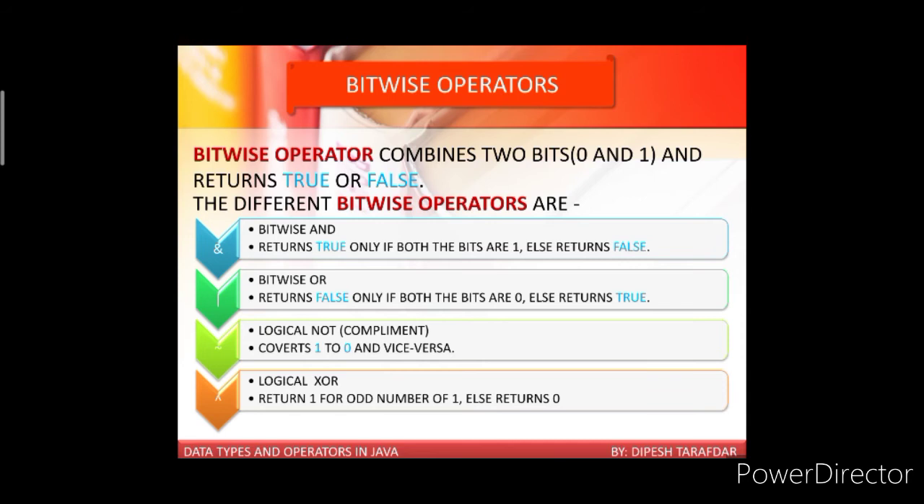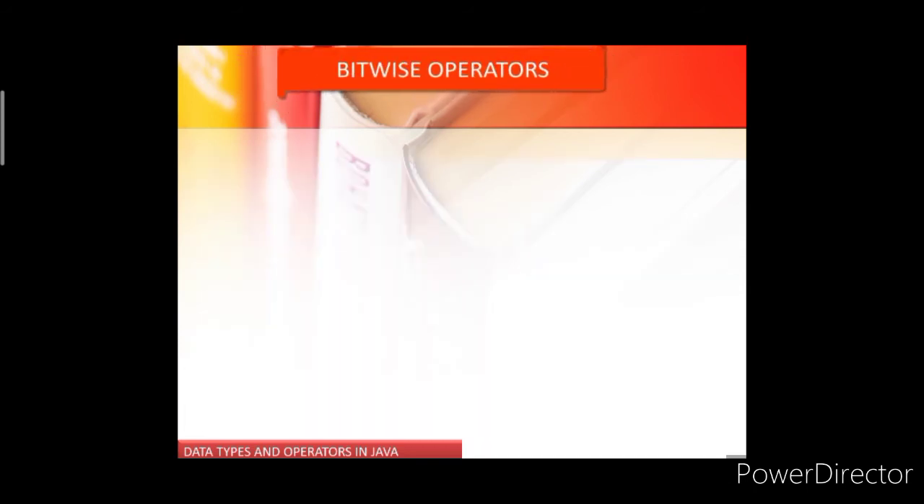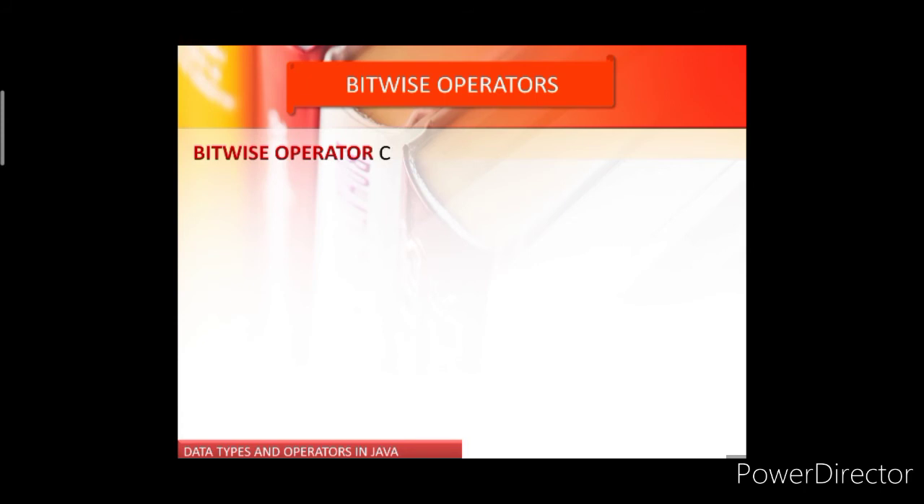Now, bitwise AND will return true if both the bits are 1, just like a logical operator. OR will return true for either of the cases, that is, if any one bit is 1, it will return true. It will return false only when both the bits are 0. Not reverses it, that is 1 becomes 0 or 0 becomes 1. And XOR returns 1 for odd number of ones, else returns 0. So let us look into a table. It combines 2 bits.